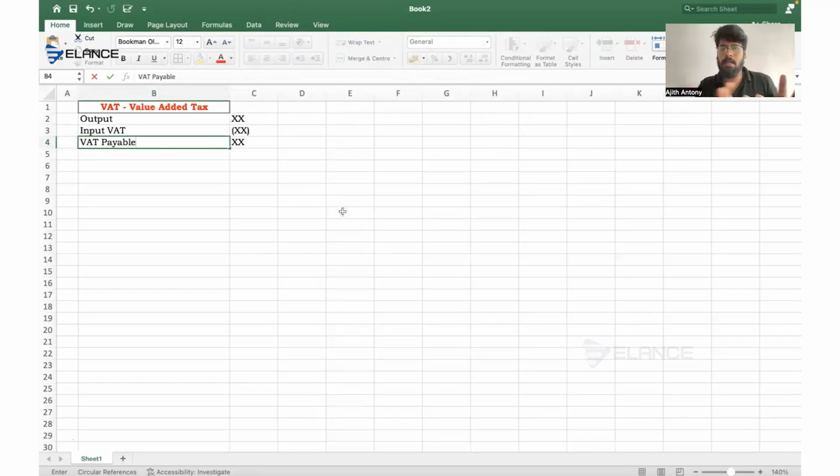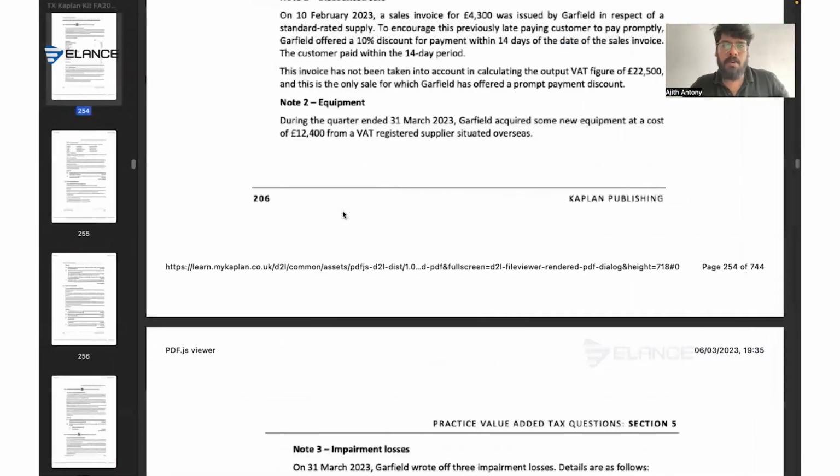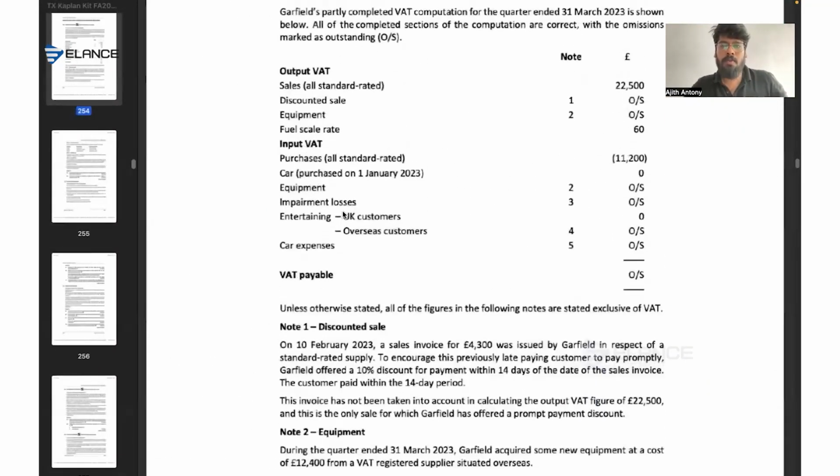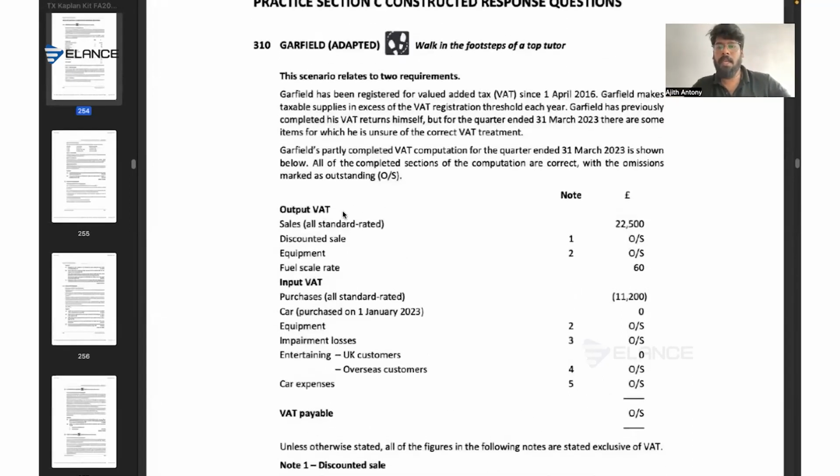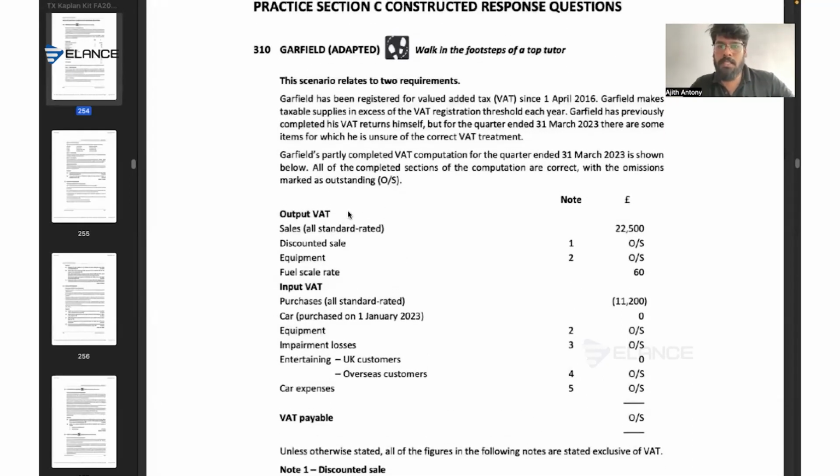Okay, so it is a basic computation of VAT. Let us come to our scenario and see what the output VAT is here, and let us check what the input VAT is here. Okay, so let us go through the scenario.